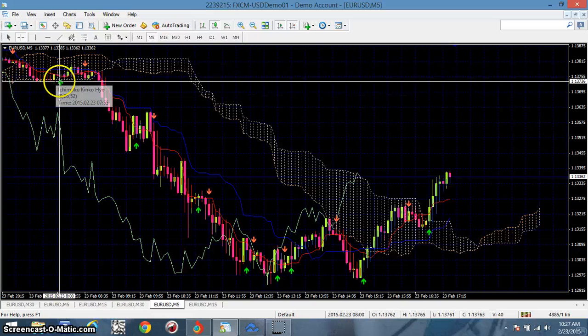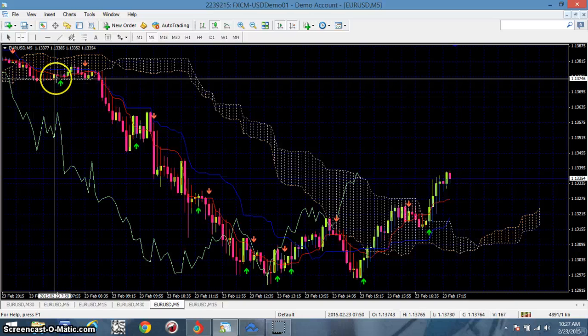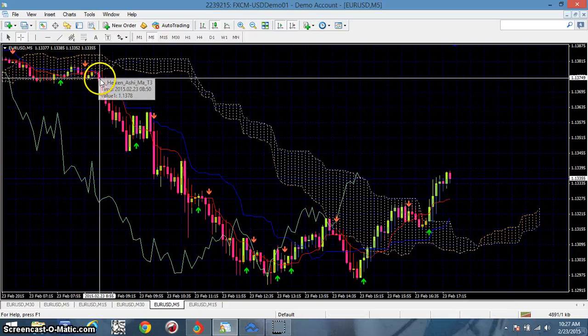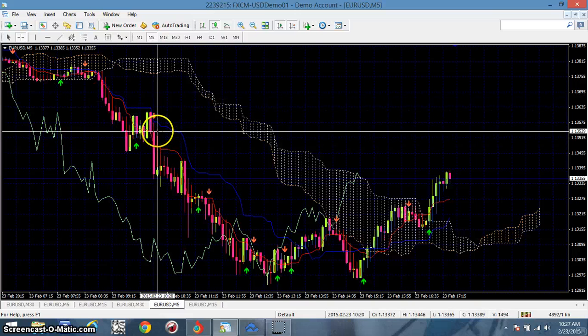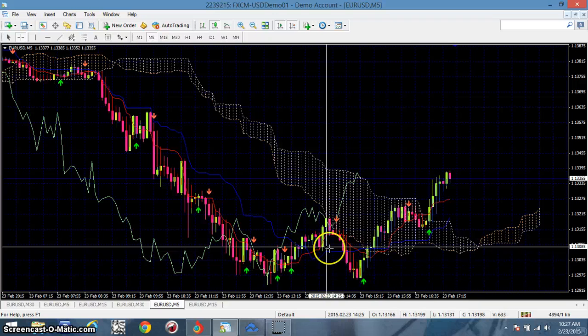Now the other line here is the support line. You can see it follows that pretty well here. Bounces off it a couple times and then eventually breaks through the support, falls down here. And it kind of just moves down here. You don't really use it until you get down here.